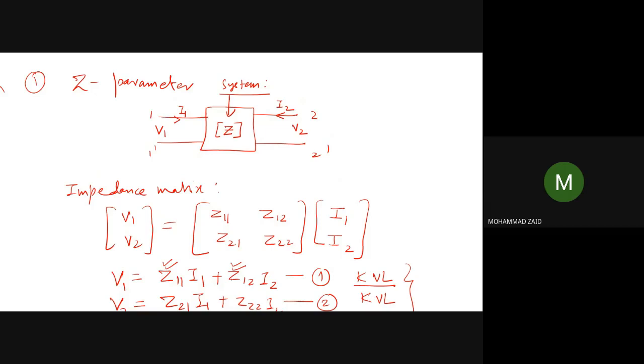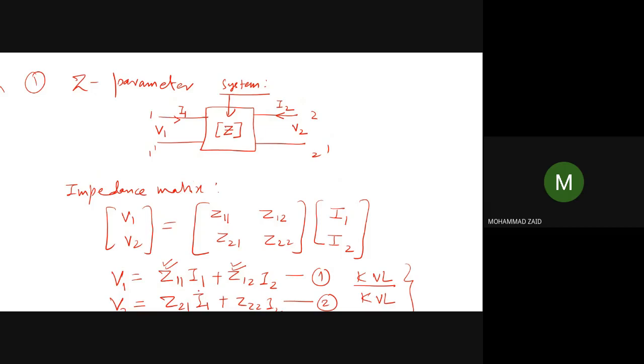Similarly, if you want to calculate the value of Z12, what you can do is make I1 as 0. Okay. That means if I1 is 0, then Z12 will be equal to V1 upon I2. That is also known as transfer impedance. Similarly, you can calculate the value of Z21 as well as Z22. So what you are doing, you are open circuiting the ports one by one. Okay, you are open circuiting the ports one by one.